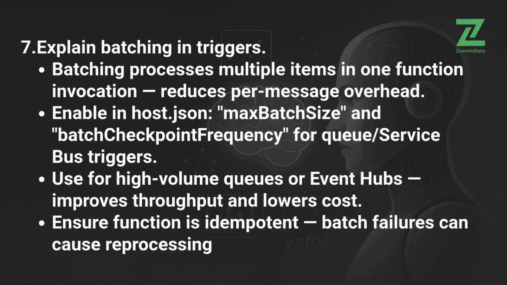Explain batching in triggers. Batching processes multiple items in one function invocation, reduces per message overhead. Enable in host.json, max batch size, and batch checkpoint frequency for queue, Service Bus triggers. Use for high volume queues or Event Hubs. Improves throughput and lowers cost. Ensure function is idempotent. Batch failures can cause reprocessing.